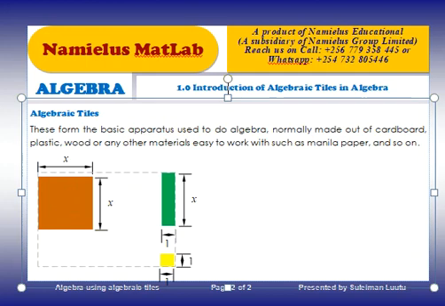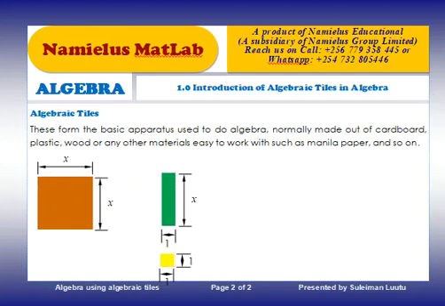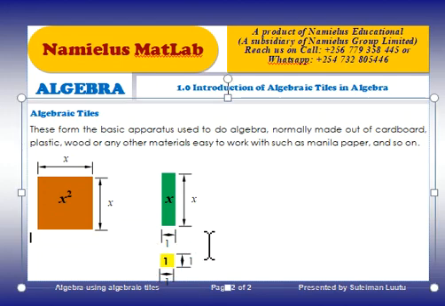When we look at the area of the first tile, it is x squared because it is x by x. Then the second tile, the green one, has an area of x because it is x by 1, which is x. And then the final tile, which is 1 by 1, has an area of 1.